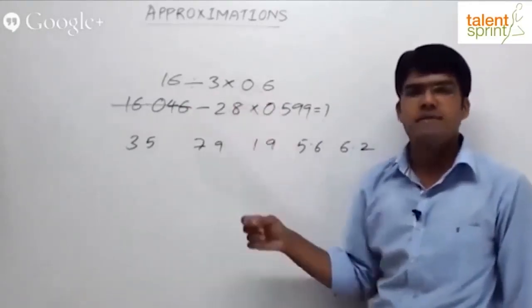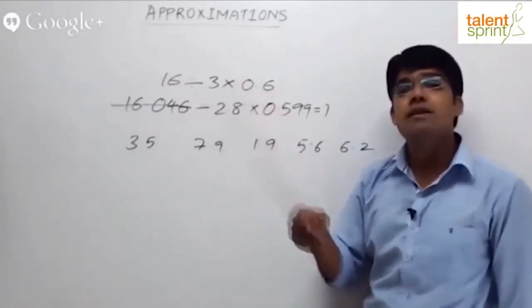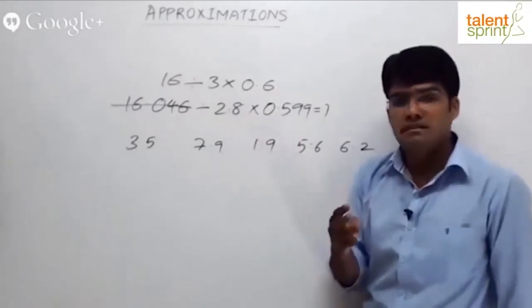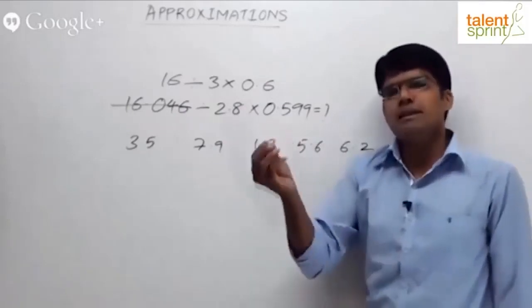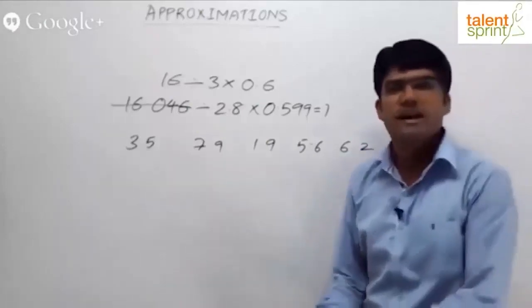Yes or no? 16 by 3 is 5.33. 5.33 into 0.6. 5 into 0.6 how much? 3. 5 into 0.6 is 3. 5.33 into 0.6 will be more than 3, slightly more than 3. Look at the options. First option, 3.5, has to be the answer.